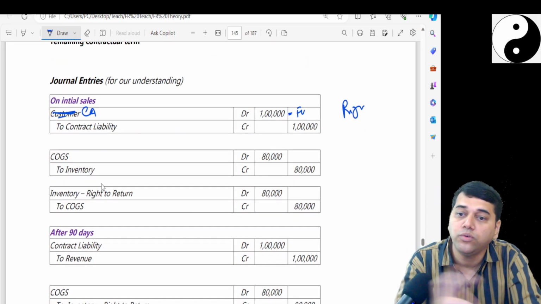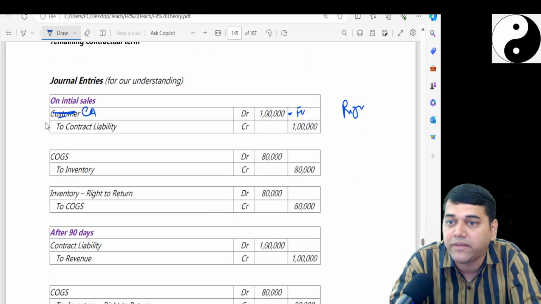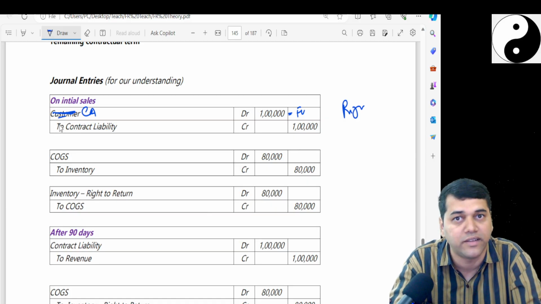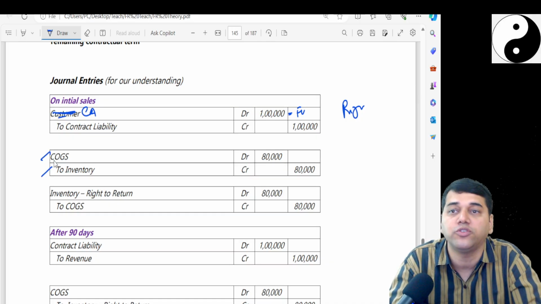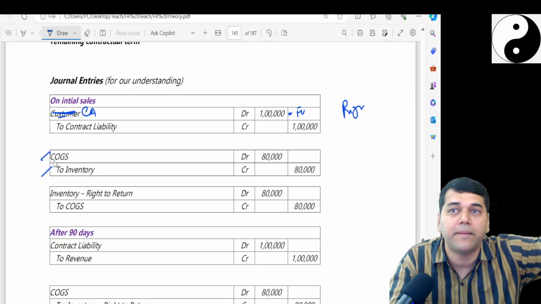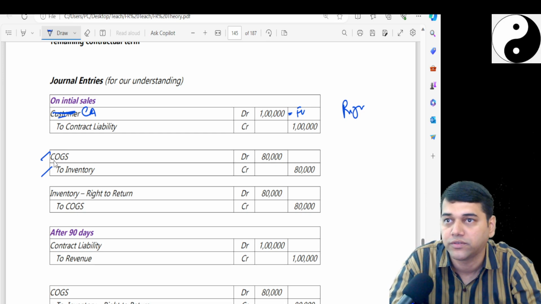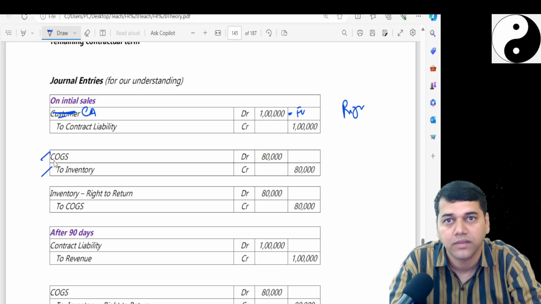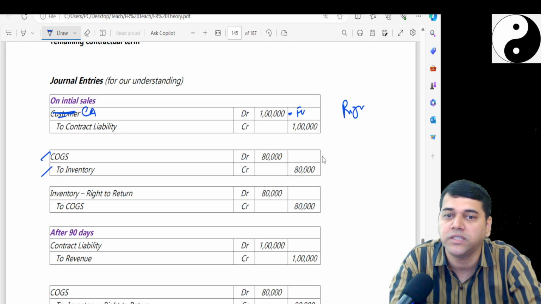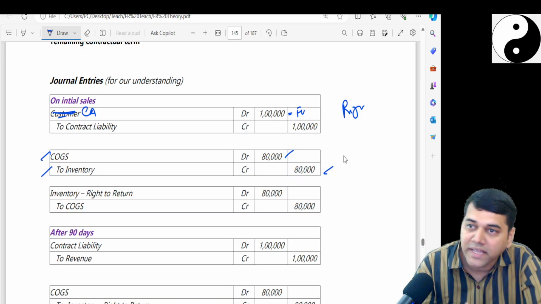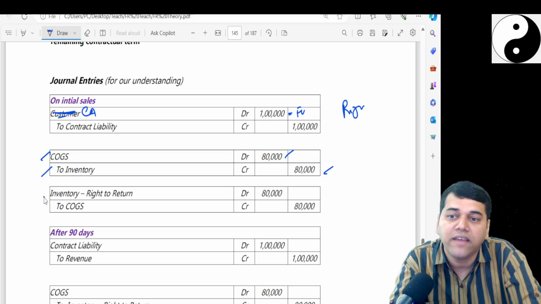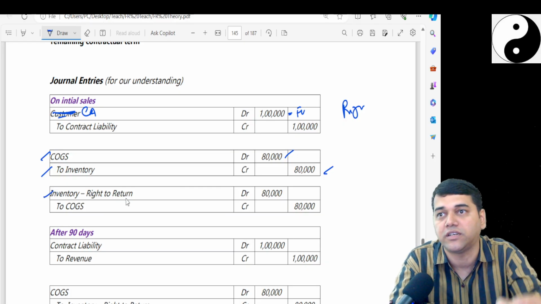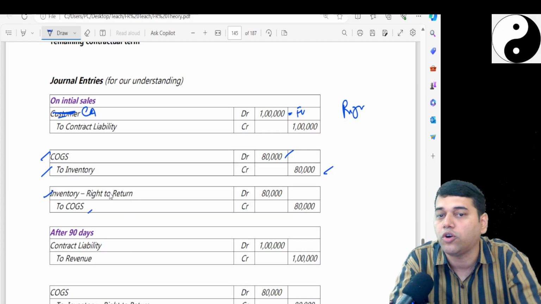Then I have to reverse at the same time. Whenever I pass a sales entry, as per Ind AS 2, I need to pass the COGS to inventory entry. Inventory goes from the balance sheet, COGS will hit. This part we will discuss in Ind AS 2. How much? 80,000. But since this is my asset with someone else, it's not my cost. That's why I will say one more item called inventory right to return, which is shown in the balance sheet, to COGS.